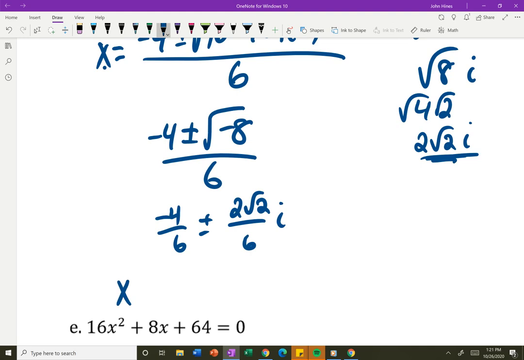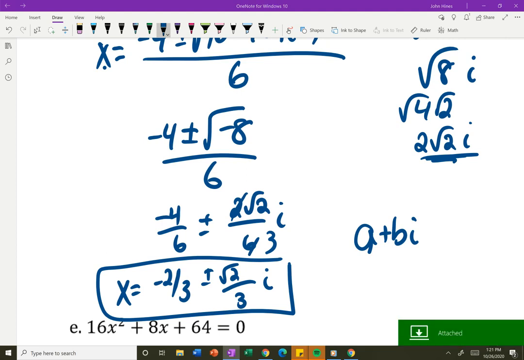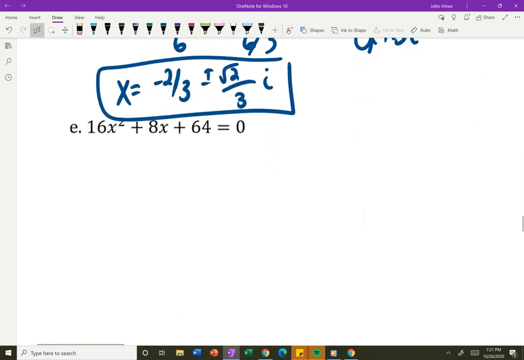So my final solutions are negative 2/3 plus or minus radical 2/3 i. Those are my solutions. And I'm writing them in real plus imaginary form. Make sure you're splitting it up by a and b, so you have a real part and an imaginary part like every complex number should.